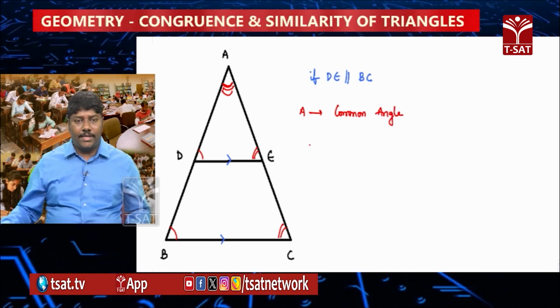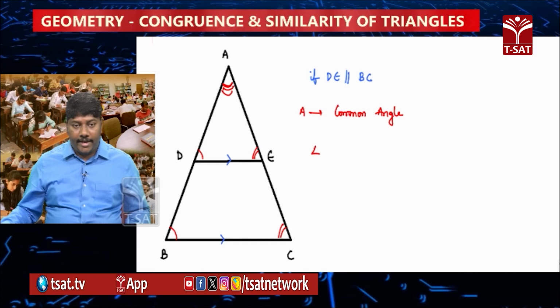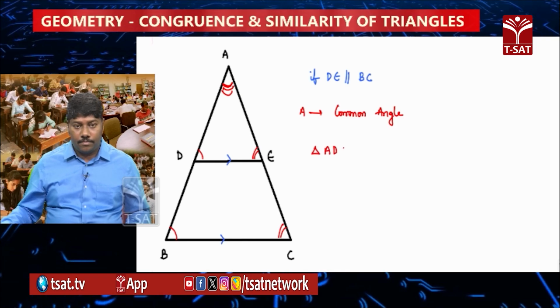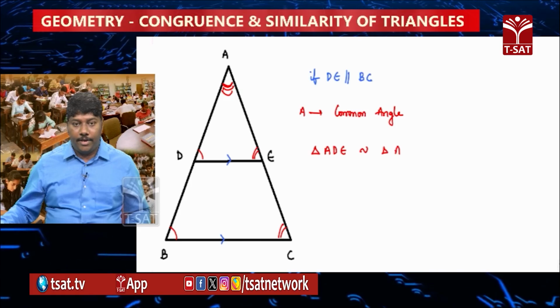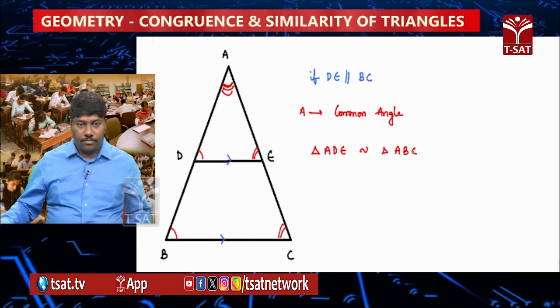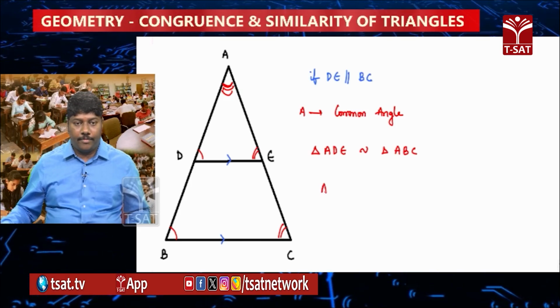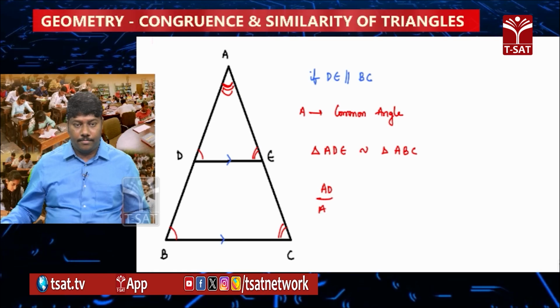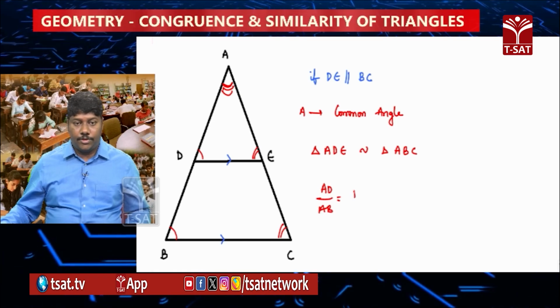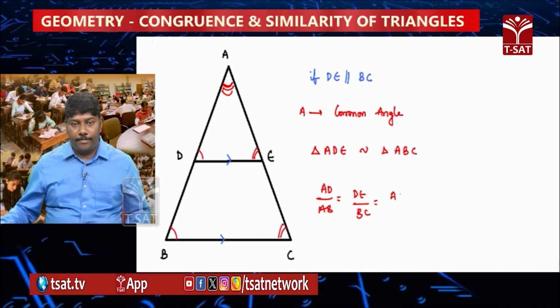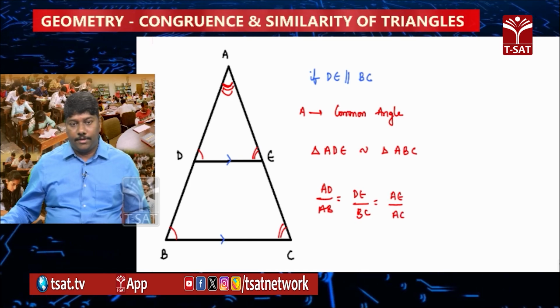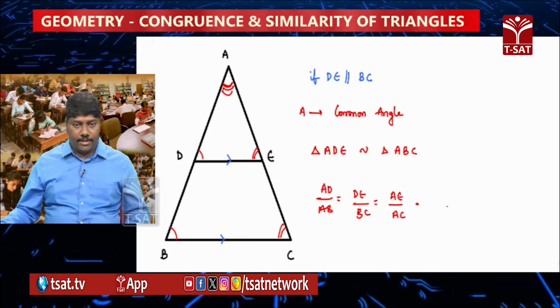Here, what are the triangles that I am referring to? Triangle ADE similar to triangle ABC. Therefore, their ratios are again the same. AD by AB is equal to DE by BC. It goes on the same way. AE by AC is equal to their heights and their areas and so on like that.